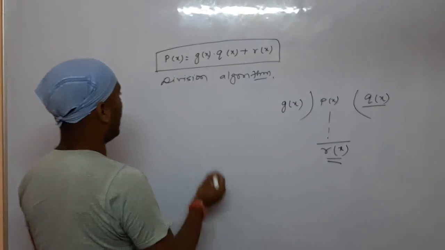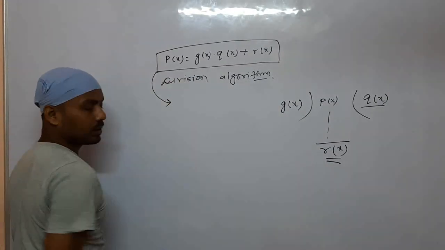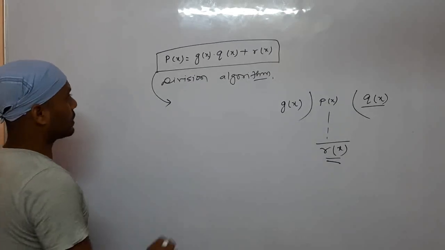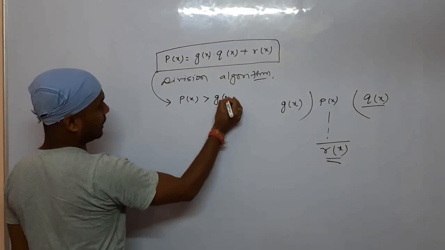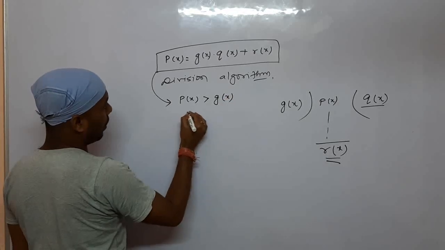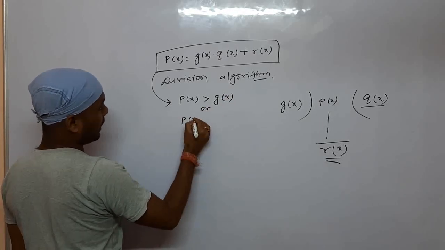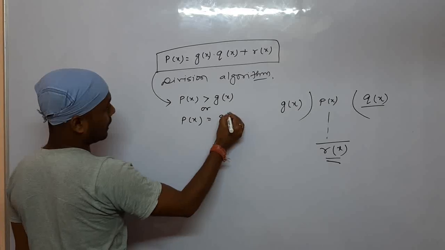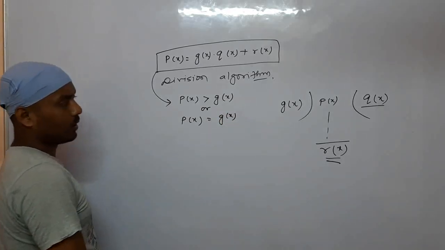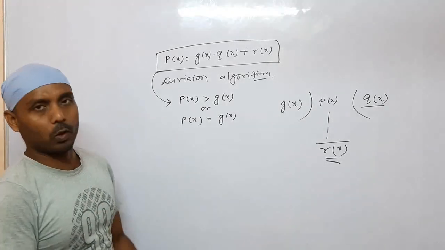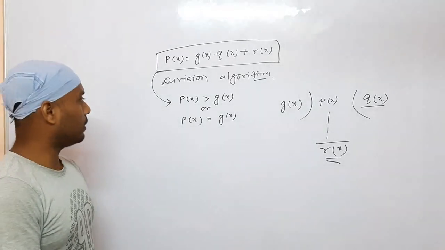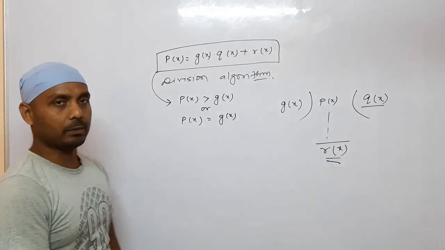And this is only possible when the degree of p(x) is greater than that of g(x), or p(x) equal to g(x). Are the words going in your mind? What I have written on the board? Let's come to clarity of the statement.